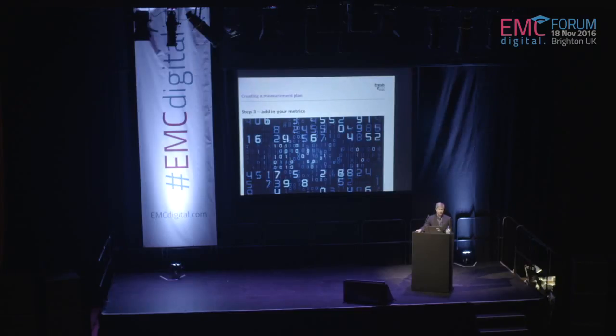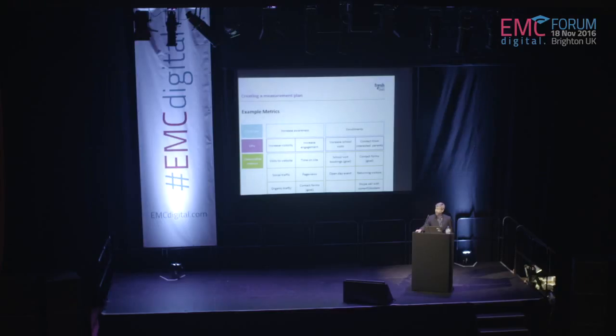Step 3 is to add in some metrics and the numbers of things that you're going to measure. And we can see the measurement plan starting to take shape here. So in the case of increasing awareness, for increased visibility, we're looking at overall visits to the website, but also visits from certain channels perhaps, so visits from social media or from organic search. In terms of engagement, as I touched on before, it will be more likely things like the amount of time people are spending on your site, the number of page views, and also people completing contact forms, that kind of thing.